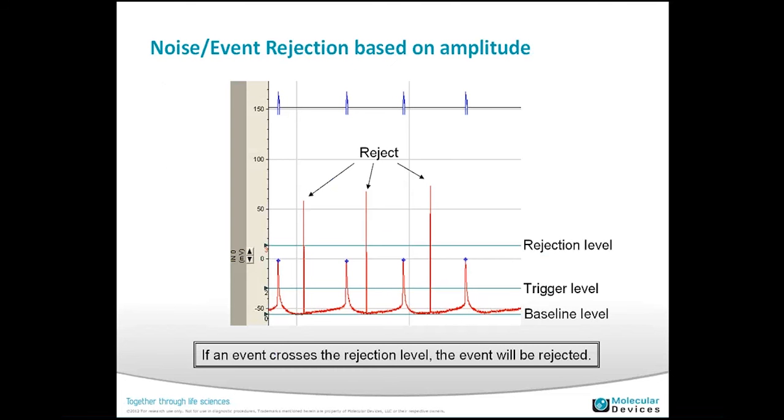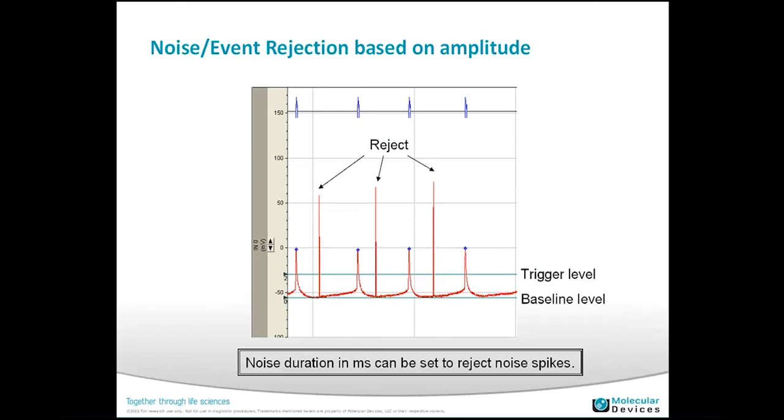Now, for unwanted events with a large amplitude, in this slide you can see four beautiful action potentials, but you also see a huge spike with large amplitude. What we can do is set a rejection level. Any event above this rejection level can be rejected. So that's one thing: the rejection is based on the amplitude. I will show you later in Clampfit how we can do that.